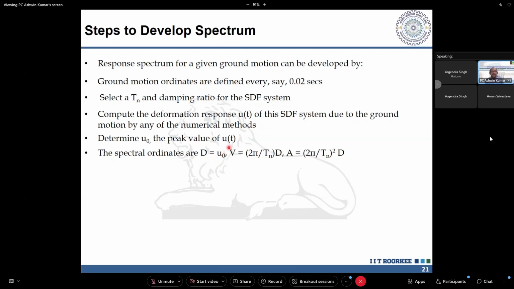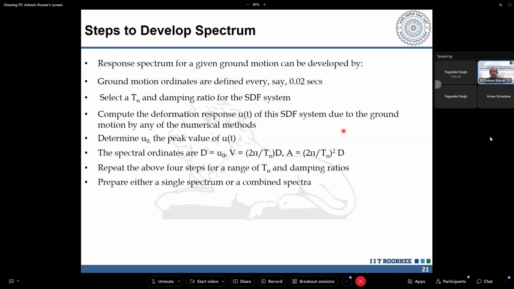Once you have got the peak displacement, the peak velocity or the peak acceleration can be easily found out, and then you repeat it for different ranges of time period, and you can even find it out for different damping ratios also. The plot that you saw might be for a damping ratio of 5% or 2%. You can vary the damping ratio based on the structure that you're considering.